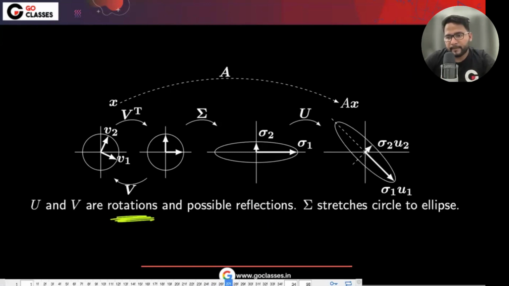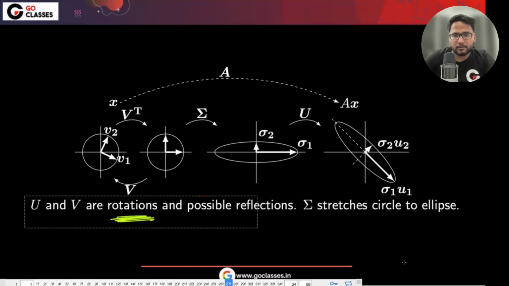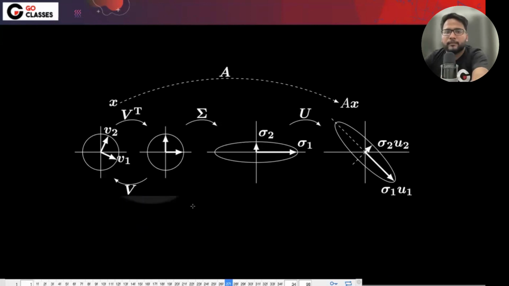Suppose you have a vector here. Let's suppose sigma 1 and sigma 2 are two singular values that I have. Sigma 1 is, let's suppose, 2, sigma 2 is 3. Let's suppose you have some unit vector here, some unit vector w.